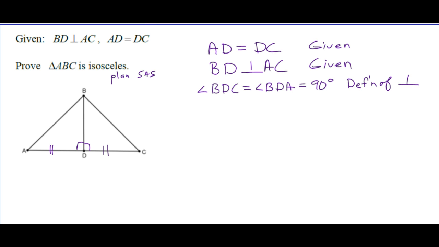Okay, we've got the side, we've got the angle. Now we need to make the statement about the side. So BD is equal to BD. It's a common side.